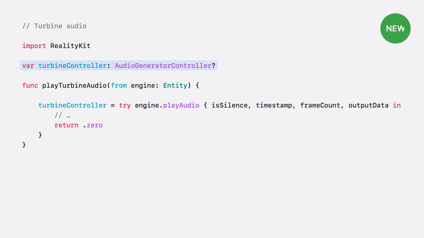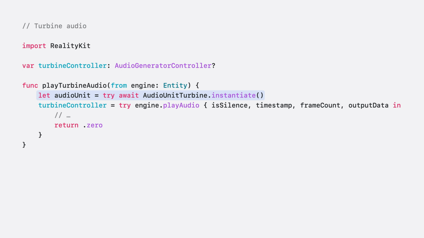This variant of entity.playAudio returns an audio generator controller, which must be retained by the app in order for the audio to continue streaming. The audio buffers written with the audio generator controller will behave just like audio resources played on entities. Playback is spatial by default, but you can configure the spatial, ambient, and channel audio components on the entities to control the rendering of the buffers, just as you would with audio file playback. We have a custom audio unit in our app called Audio Unit Turbine. This audio unit has an Objective-C interface with real-time safe code in its render block.